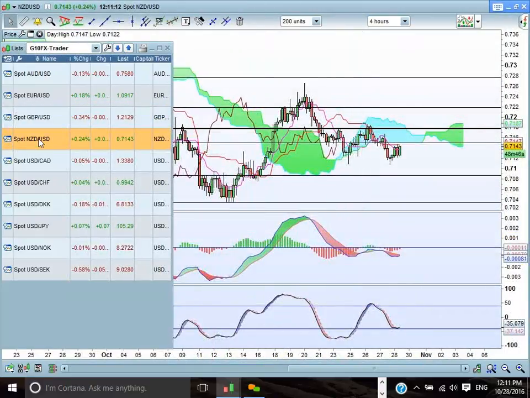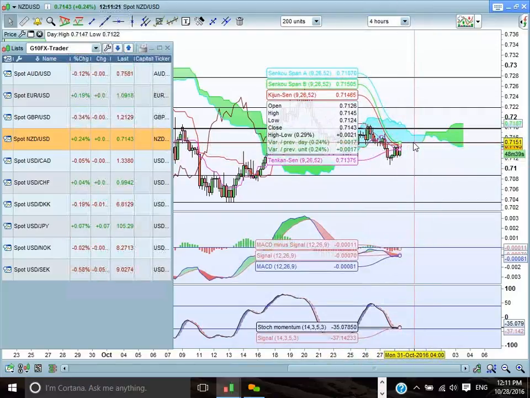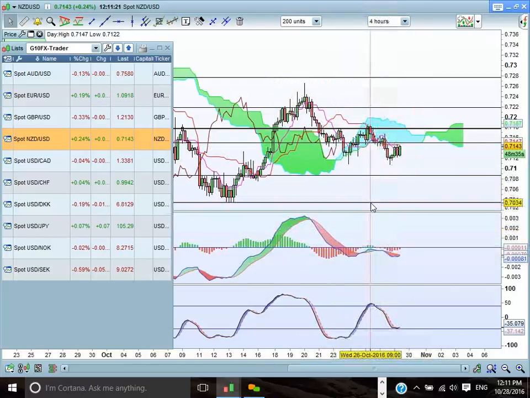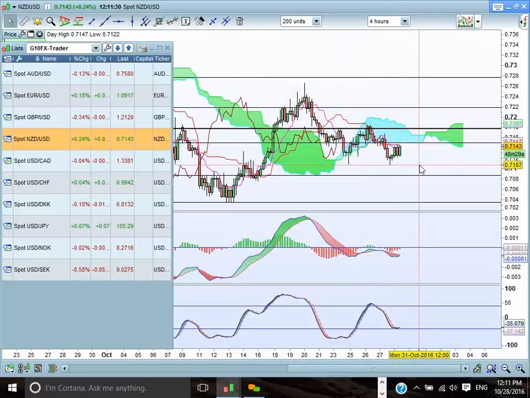New Zealand dollar, US dollar. It sliced through the bottom end of the cloud. And we can see now the bottom end of the cloud is a resistance area. So we're waiting to see what it's going to do. If this cloud chart resistance remains in place, then we could see further weakness.